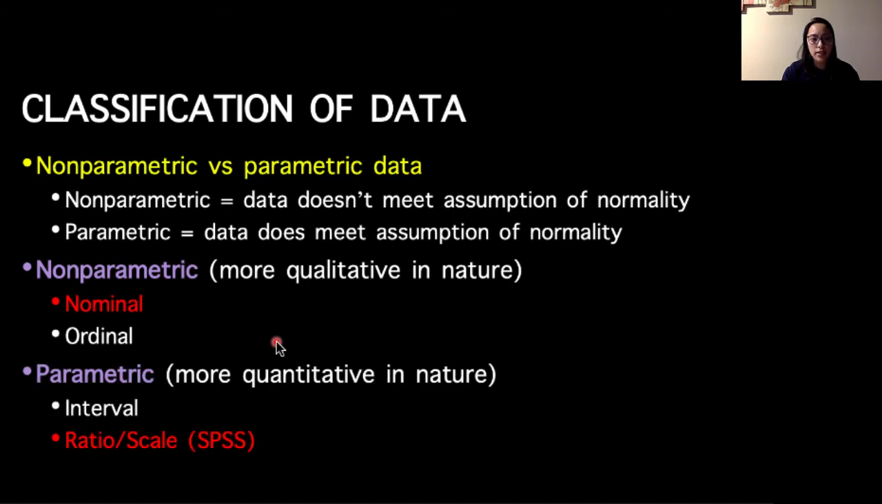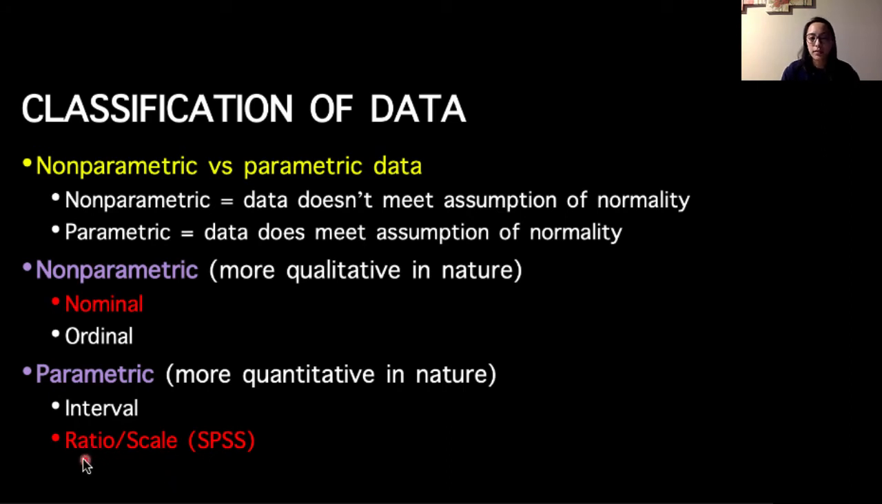For parametric data, this is more quantitative in nature, so think numerical values that we measure on people, and it can be split into interval data and ratio or scale data. Okay, I say scale, and really scale represents both interval and ratio data in the SPSS world. But when I ask you more specific examples in class, like, how would you classify this data, you would want to be more specific and say interval or ratio, because there are defining characteristics that differentiate the two from each other. Okay.